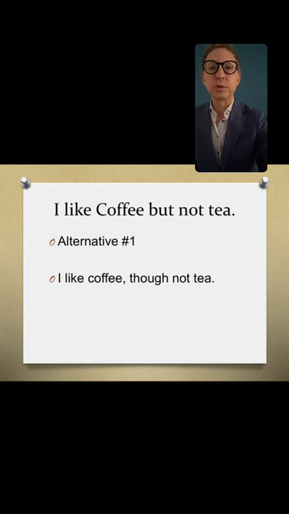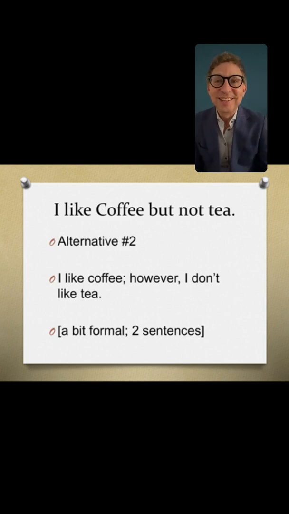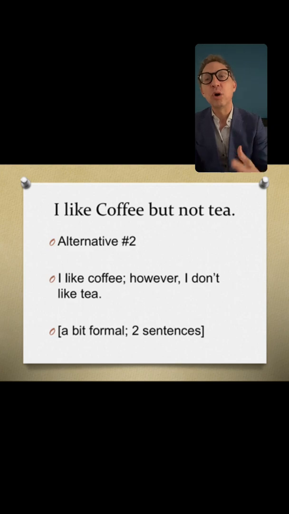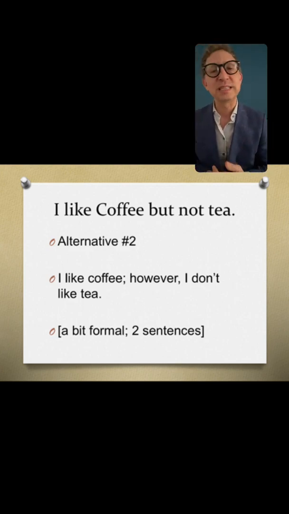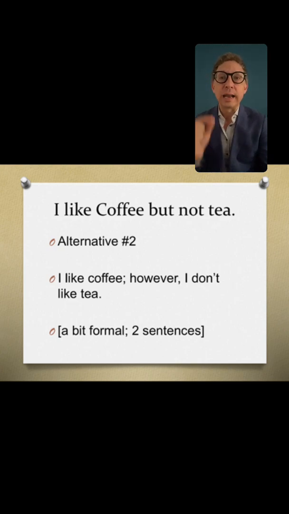Let's look at another example. So although is one option. Another option is however. I like coffee, which is a sentence. However, I don't like tea. However is stronger because it separates the sentence. Well, no, it's similar, maybe a bit more formal, but maybe not. I don't like to use these descriptions because I don't think they're always accurate. I like using the word however. I like coffee. However, I don't like tea. So however starts the second sentence. All right.